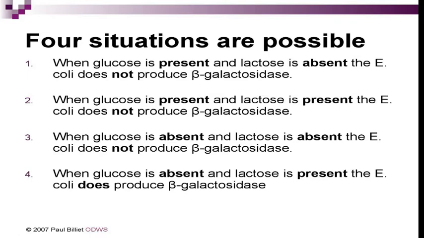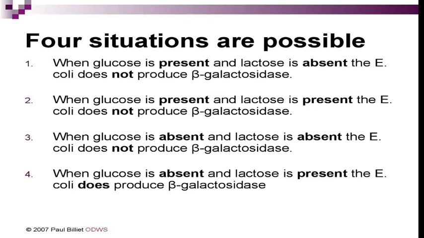Whereas in the second case, if the bacterium is grown in a petri dish containing glucose and lactose, here the E. coli prefers to utilize glucose rather than going and breaking down the lactose. So it is not necessary to produce this beta galactosidase. The third petri dish contains E. coli grown in a glucose-absent condition and lactose also absent condition.